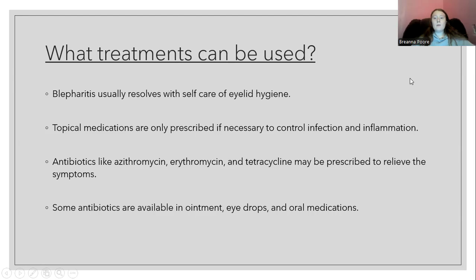Treatments. Most of the time, it resolves on its own with self-care, like washing your face, keeping your face clean. But if it doesn't, topical medications can be prescribed and it can help control the infection and the swelling and inflammation. Azithromycin, erythromycin, and tetracycline can be prescribed to also relieve the symptoms like pain, discomfort, infection, and inflammation. And those antibiotics are either available in ointment, eye drops, or oral medications.